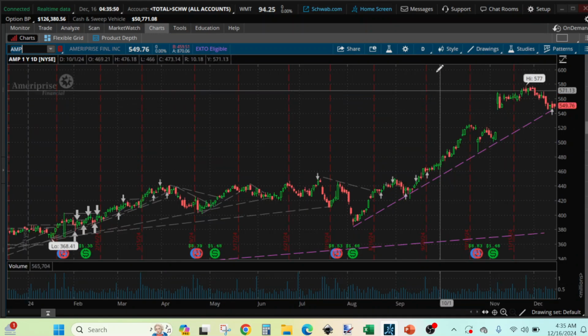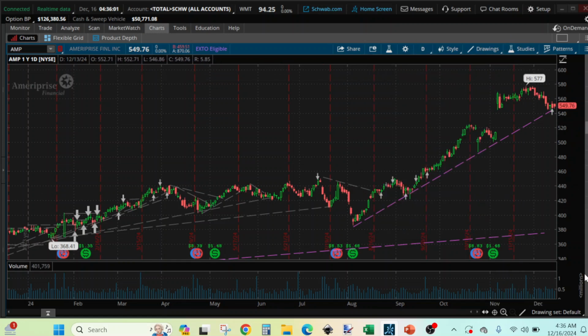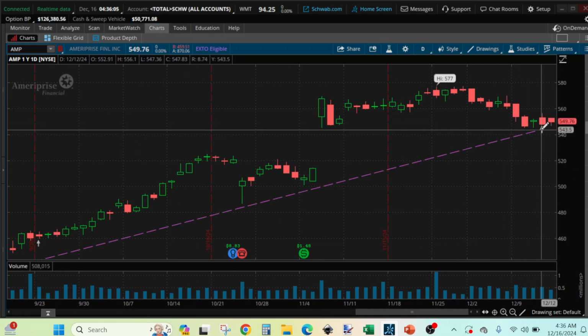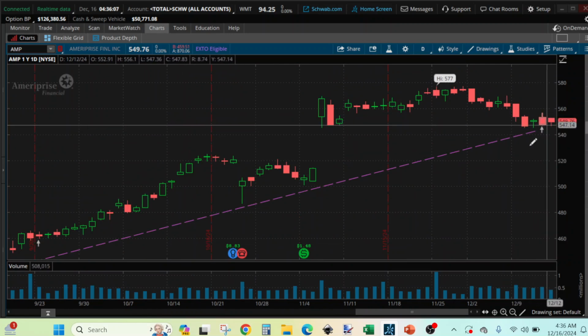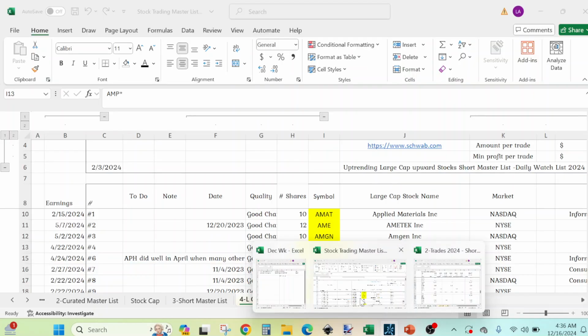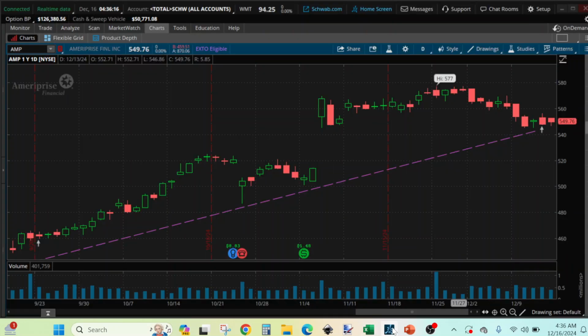So first, we swing trade on a daily chart. So we are going to make sure we have D here, meaning daily chart, and this one is a 1 year daily chart, so it's fine. And I'm just going to zoom a little bit for you to see. That's where we purchased it, and it's still a pullback. So APH, we must have purchased it on Thursday.